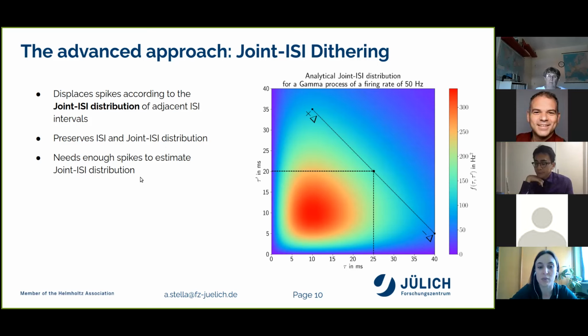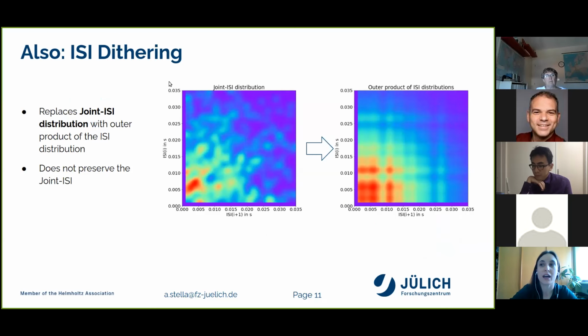But of course, we need enough spikes to estimate such a distribution. So this is a quite advanced approach that can be simplified by also looking only at the interspike interval distribution. Taking into account how we sample the joint interspike interval distribution, we can just replace this distribution with the outer product of the ISI distribution. So just sampling based on the interspike interval distribution, not keeping the joint, but still the approach is quite similar to the previous. And it also leads to good results. We will see it afterwards.